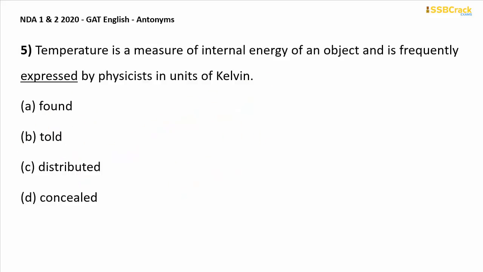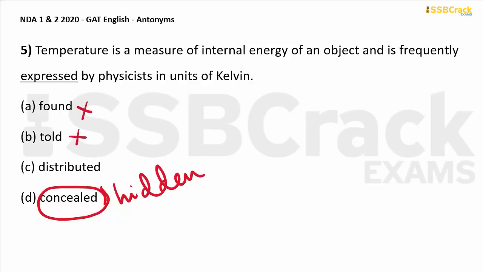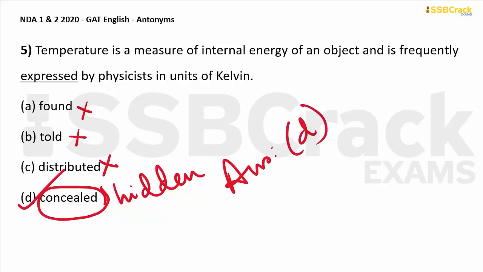Next question. Temperature is a measure of internal energy of an object and is frequently expressed by physicists in units of Kelvin. When something is expressed, something is not hidden anymore. It is already out. Okay? So obviously the opposite of expressed is something that is hidden. Here, concealed means hidden. So therefore, concealed is the antonym of expressed. Not found, not told, not distributed, but concealed. So your answer is option D.